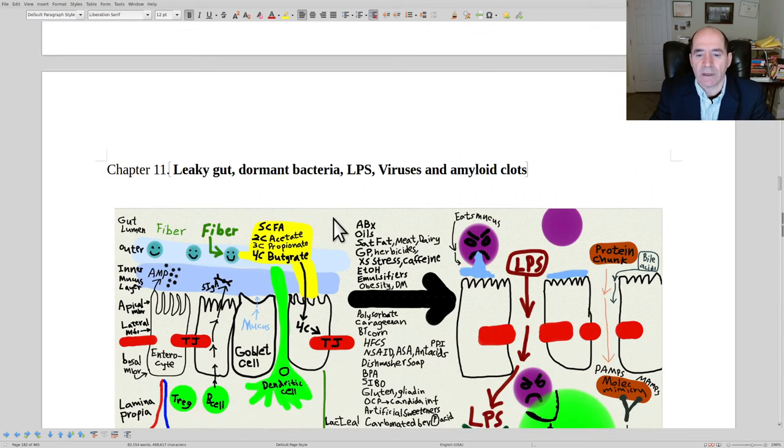Next chapter, we'll do leaky gut. I hope that information about fat and lipid peroxidation, and Tetsumori Yamashima's theory of lipid peroxidation leading to hydroxynonenal and how that damages neurons, was of interest to you.